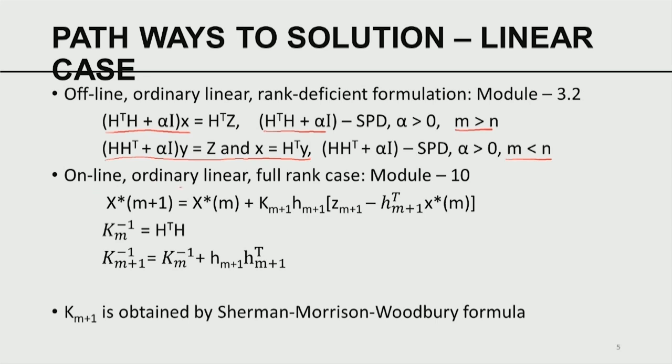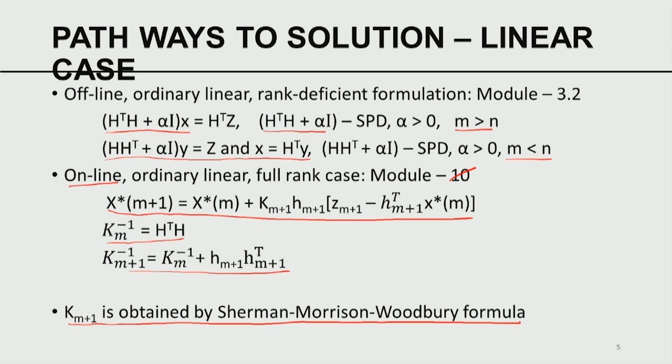For the online ordinary linear full rank case, the emphasis is online. We saw it is not module 10, I think we have to correct that. A different module, we will give the number soon. The equations were given by this. Here again Km is iteratively calculated like this. Here again I am interested in computing the inverses of certain matrices. Km plus 1 is obtained by the Sherman-Morrison-Woodbury formula, we may remember this.